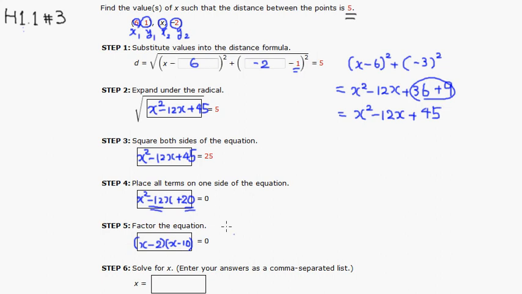So this would work. Therefore, we know that from here, when x equals 2, this becomes 0, so x equals 2 or x equals 10. Right, so I hope this was clear.